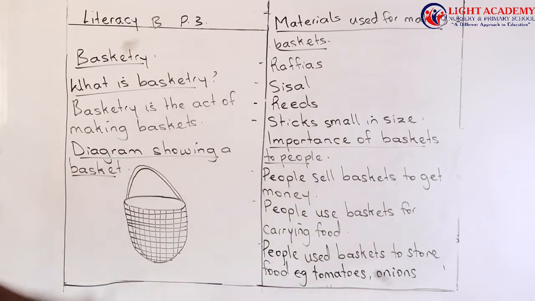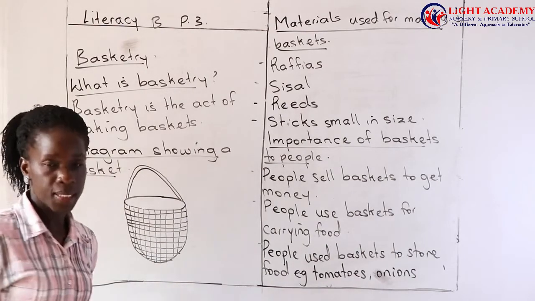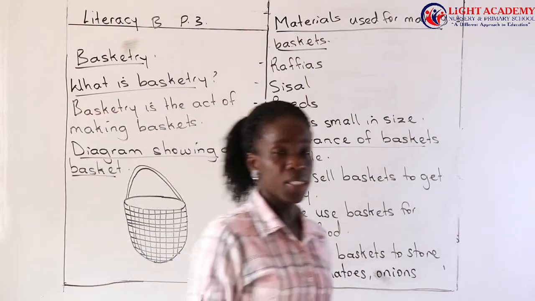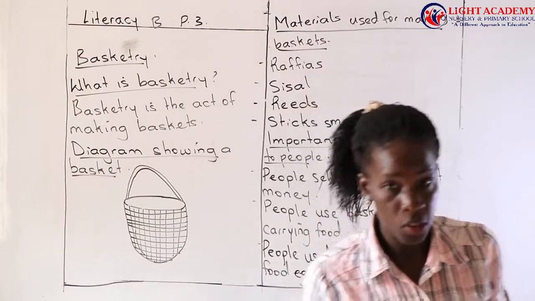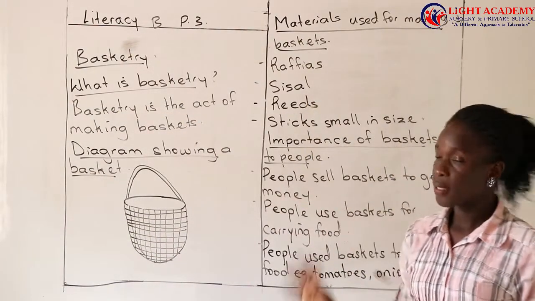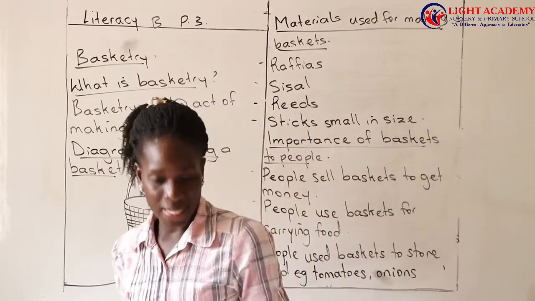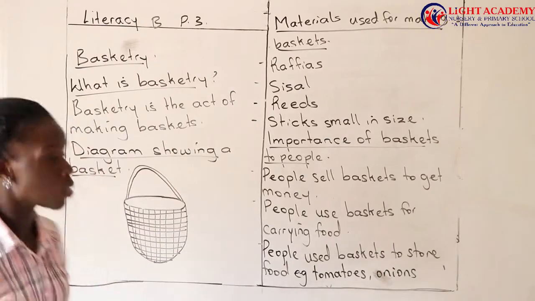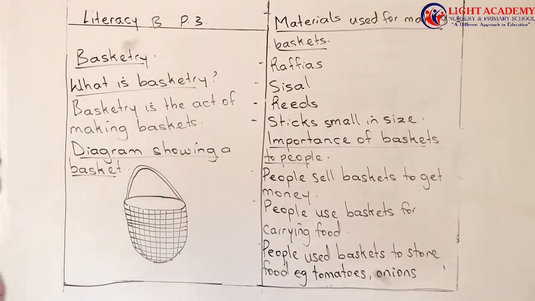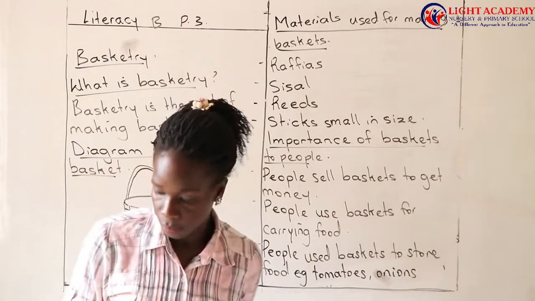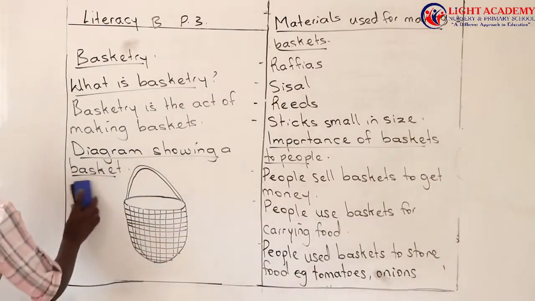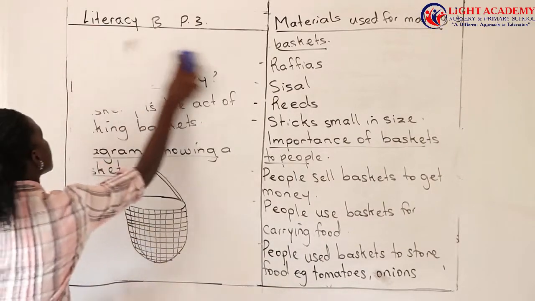So that is one economic activity that I talked about. Last time we also talked about pottery, and today we are talking about basketry. Now let us talk about another economic activity that people do to earn a living. That economic activity is called smithing.